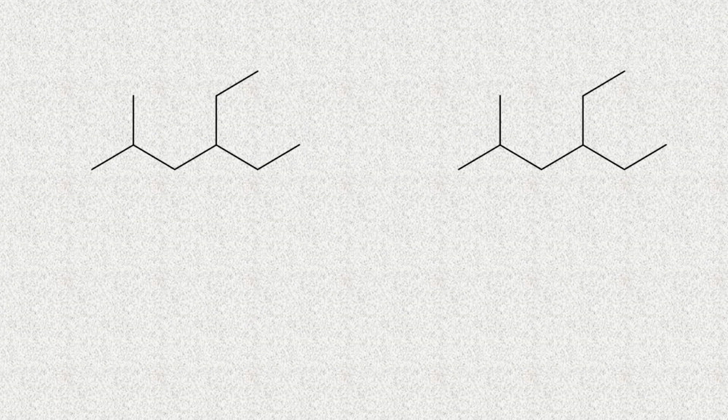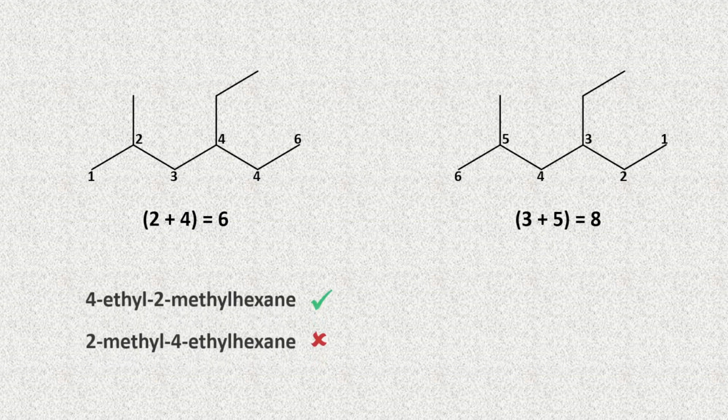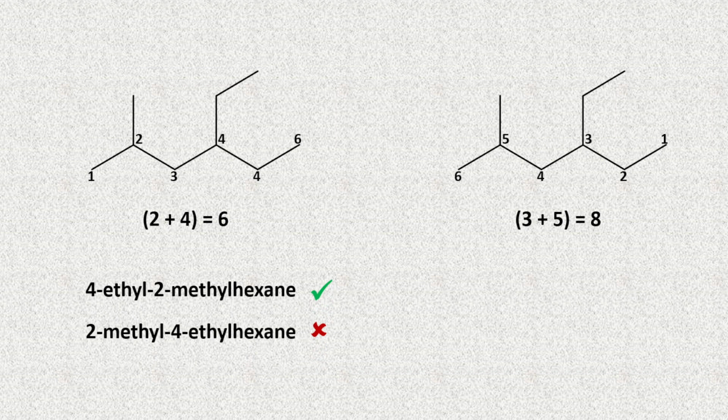In this organic compound, there are 6 carbons in the parent chain. If numbering is carried out from the left end, the 2 substituents will get position numbers 2 and 4. And if the numbering is carried out from the right end, the 2 substituents will get position numbers 3 and 5. So, the numbering from the left end is correct. Hence, its IUPAC nomenclature is 4-ethyl 2-methyl hexane, not 2-methyl 4-ethyl hexane, as alphabetically ethyl will come first over methyl.